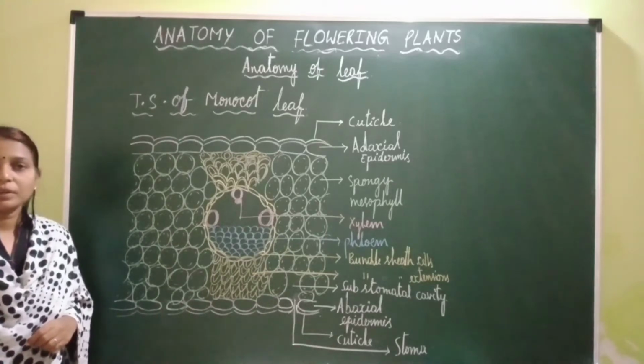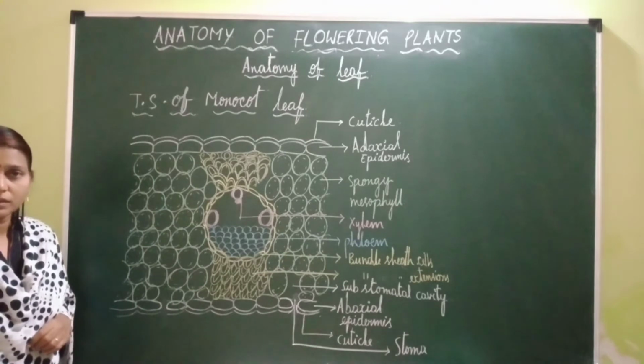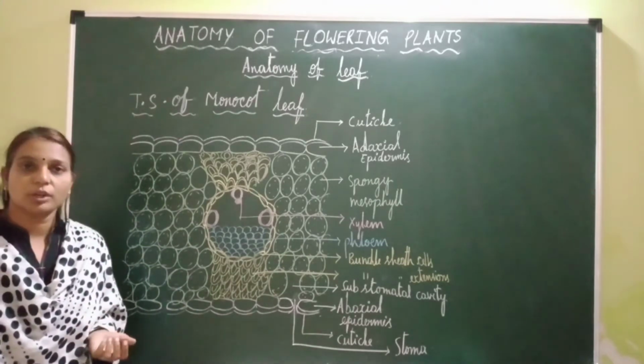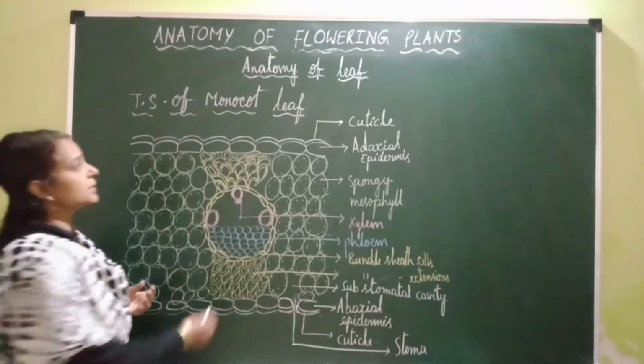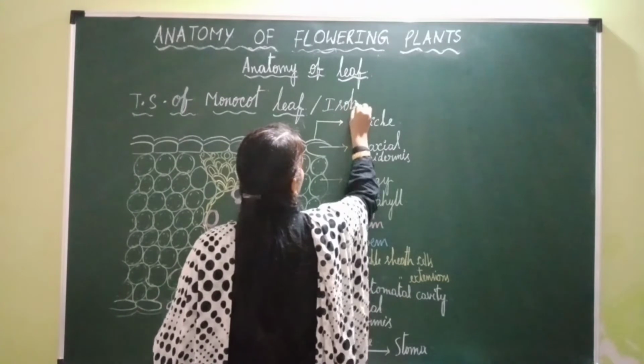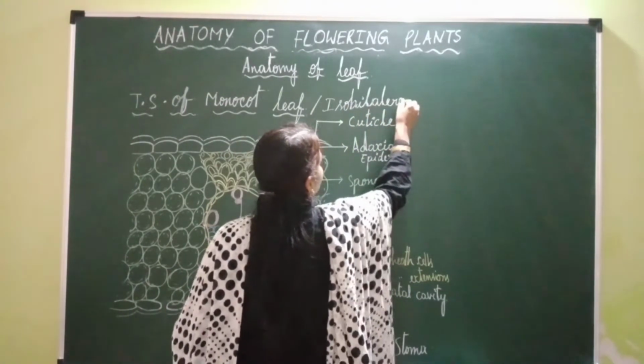Hello students, in the previous class we studied the transverse section of dicot leaf, that is dorsiventral leaf. Now in this class I am going to explain the transverse section of monocot leaf, which is also called isobilateral leaf. I will give you reasons why it is called isobilateral leaf.